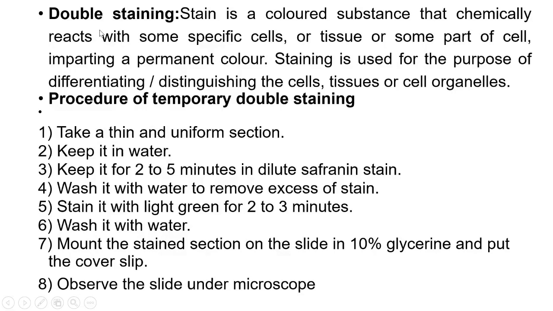Now during practical, we have to take the double staining. Now let us see what is the stain. Stain is a colored substance that chemically reacts with some specific cells or tissue or some parts of cell, imparting a permanent color. Staining is used for the purpose of differentiation of the tissues or distinguishing the cells, tissues or cell organelles. Now let us see what is the actual procedure for temporary double staining preparation.